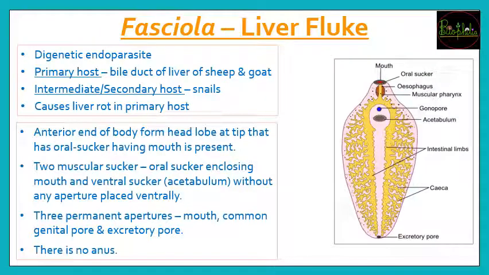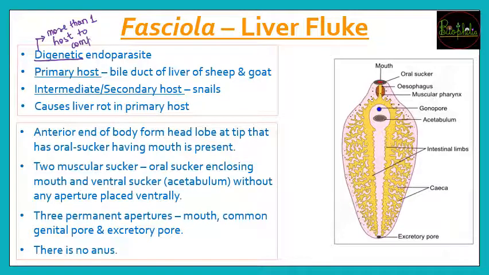So now let's understand in detail about the two major worms. First, that is Fasciola liver fluke और दूसरी जो हम worm पढ़ेंगे that is going to be Taenia solium. So first Fasciola that is liver fluke के बारे में हम डिटेल में पढ़ते हैं. So Fasciola is going to be a digenetic endoparasite. Now what do you understand by digenetic? Digenetic, that means they need more than one host. They need more than one host to complete their life cycle.